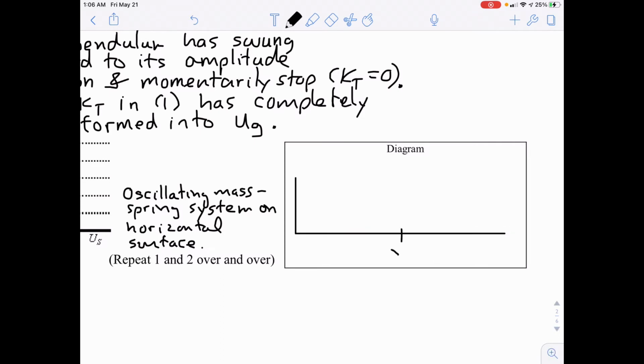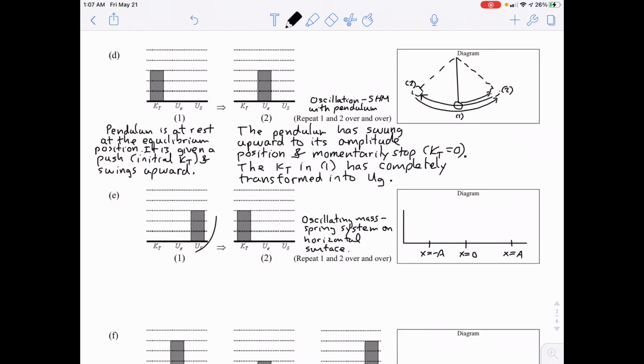The equilibrium position is in the middle with x equals 0. One amplitude we'll put over at this side. The other amplitude is equidistant from the equilibrium on the other side. And you can either start at maximum compression or maximum stretch. It honestly doesn't matter, but you're starting at one of the amplitudes. I'm going to go ahead and start it at the maximum stretch. That's going to be position 1.